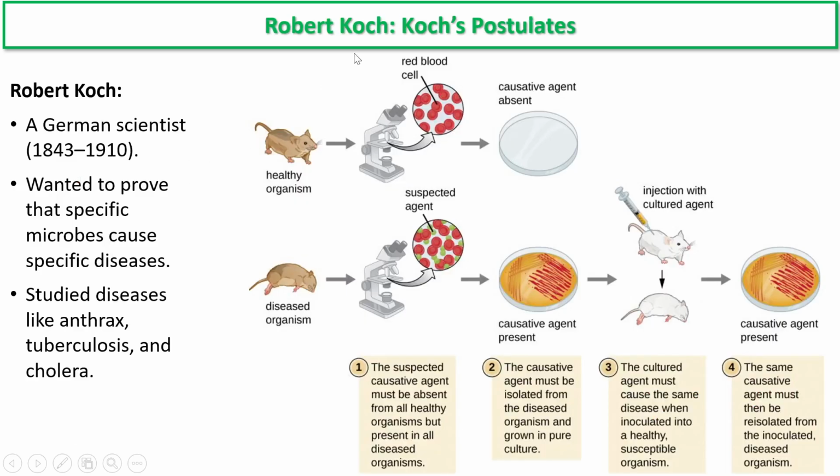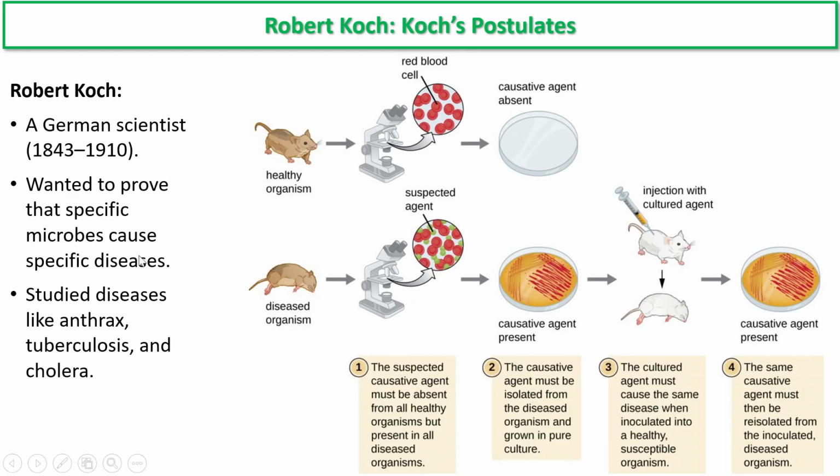The second story is for Robert Koch. He gave the Koch postulates. What are these Koch postulates? What he tried to do was prove that if we are getting ill, if we are getting disease, then there are some microbes responsible for this, some microbes behind this.